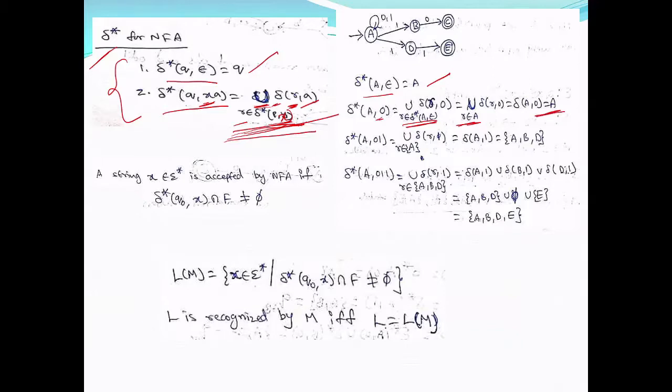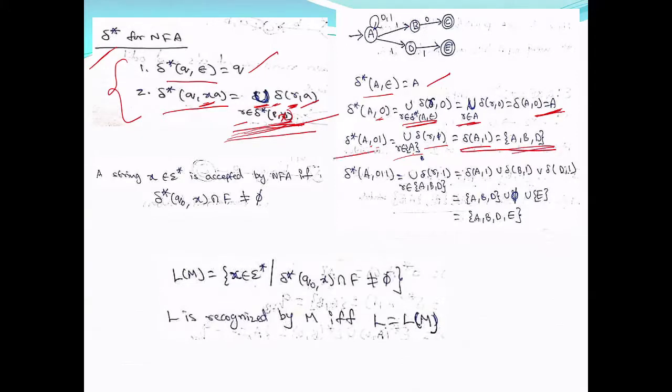Now A comma 0 1. So first your X is now 0, and the symbol is 1. That I have calculated in the previous step, and that is R belongs to A. Now R comma 1. A on 1, I am showing you here, A on 1 is A, B and D according to our transition diagram. So it is going to ABD. So delta star of A for string 0 1.